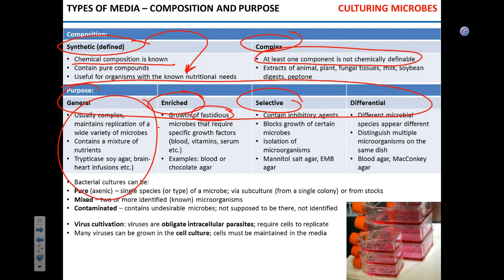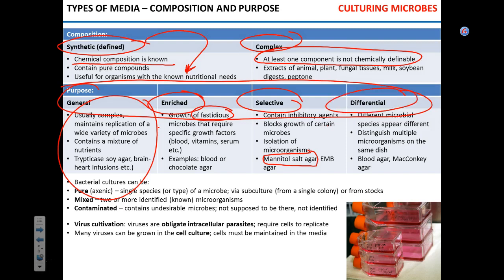Selective. A medium that inhibits the growth of some microbes while allowing others to grow. Does this concept make sense? Say, there's an agar called mannitol salt agar. This agar contains a lot of salt. The majority of microbes cannot grow in this type of medium. We good? So, let me finish with differential and I'll give you an example.